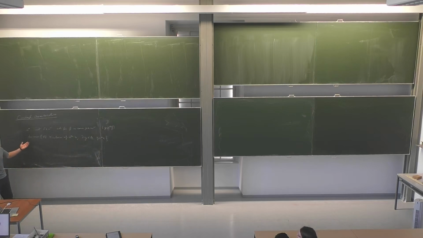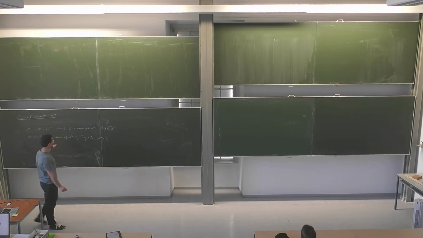Many cardinal characteristics are of this form. All of the cardinal characteristics in the Cichoń diagram are of this form. Okay, so this is the setting.